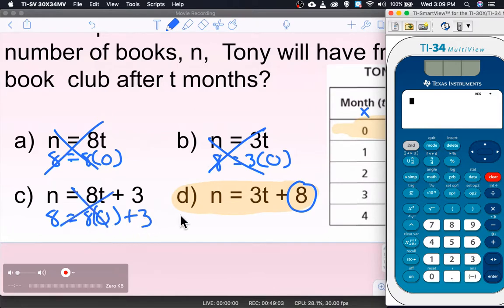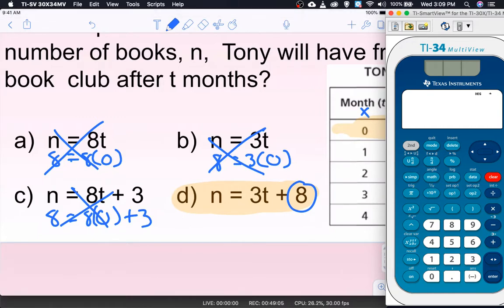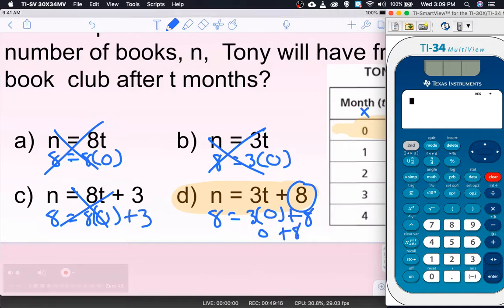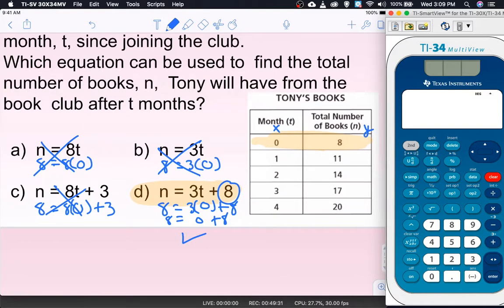Nah. If I plug in 0 for t and 8 for n, does that math work out? Well, 3 times 0 is 0. Plus 8 equals 8. Yes. Okay, so that's 2 different methods for doing this. You can plug a point in from the table and see which equation works. Or you can look for things like slopes and intercepts and junk like that.